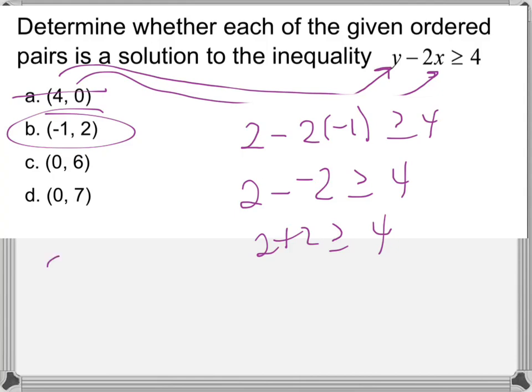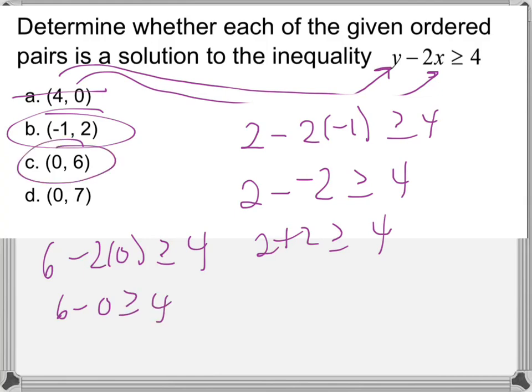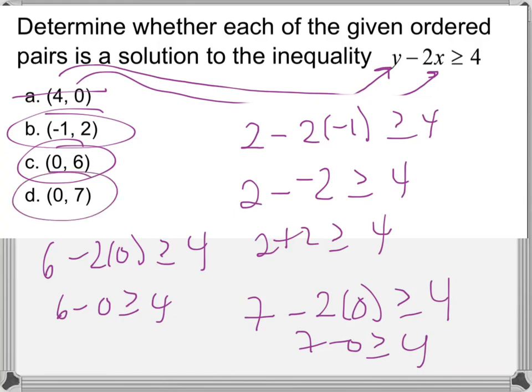So we have 6 minus 2 times 0 greater than or equal to 4. And that is true because 6 minus 0 is greater than or equal to 4. And the same thing goes with 7. Is it true that 7 minus 2 times 0 is greater than or equal to 4? And that is true. So these are all solutions to the inequality. These are all part of the solution set to the inequality. And they're also elements of that relation.